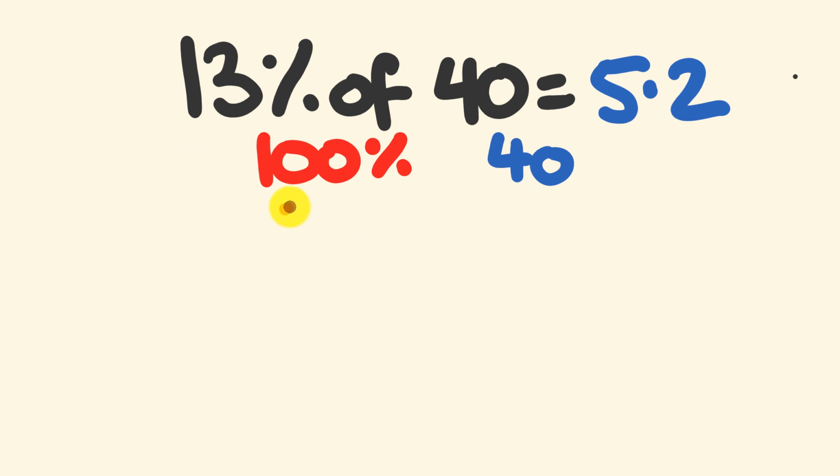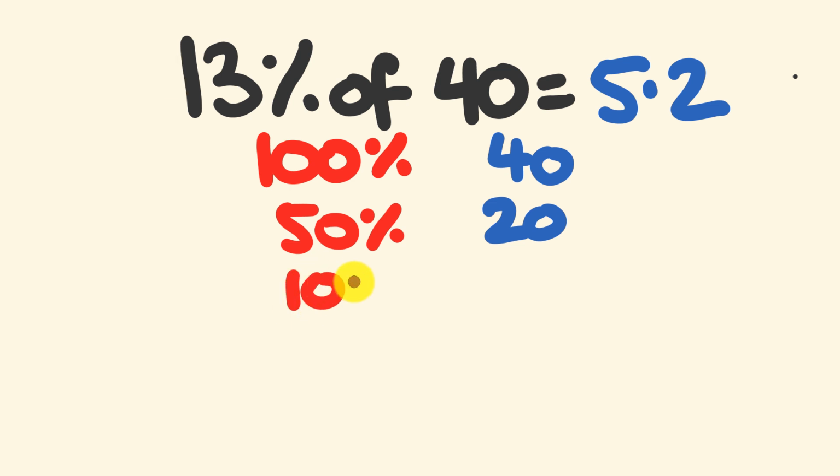And we could also easily work out 50% of a number. 50% of a number, well, that's just going to be half of 100%. So half of 40 is equal to 20. 10%, well, 10% of a number is 1/10 of that number. So what we do is we get our amount here and we divide by 10. 40 divided by 10 is equal to 4.